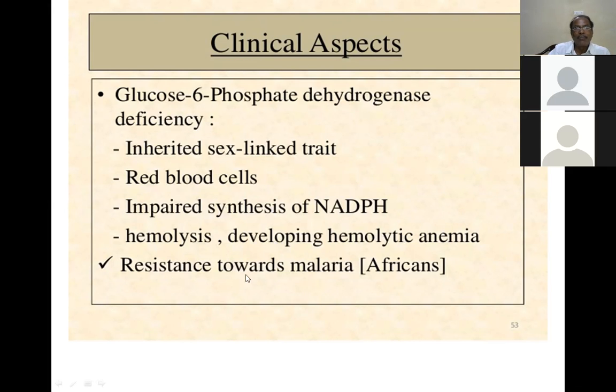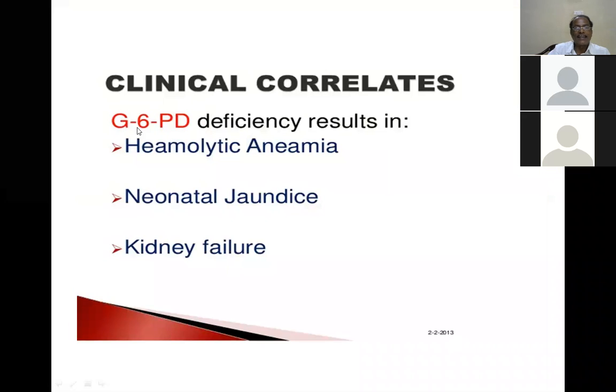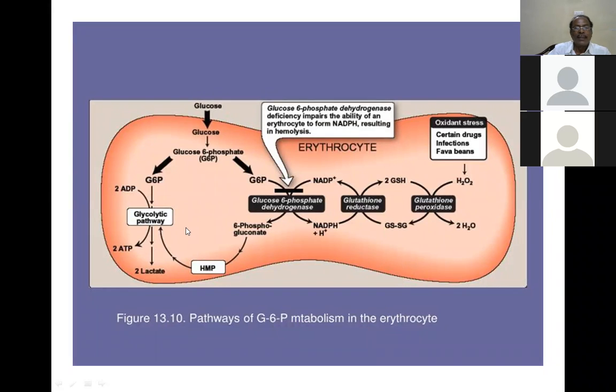Resistance towards malaria is one of the advantages why the nature has selected the mutation of glucose 6-phosphate dehydrogenase. Especially this is in the Africans. The clinical correlation is G6PD deficiency results in hemolytic anemia, neonatal jaundice, and kidney failure. And in the RBC, the activity is being again shown. Glucose entered into the RBC, glucose 6-phosphate, like a stack.